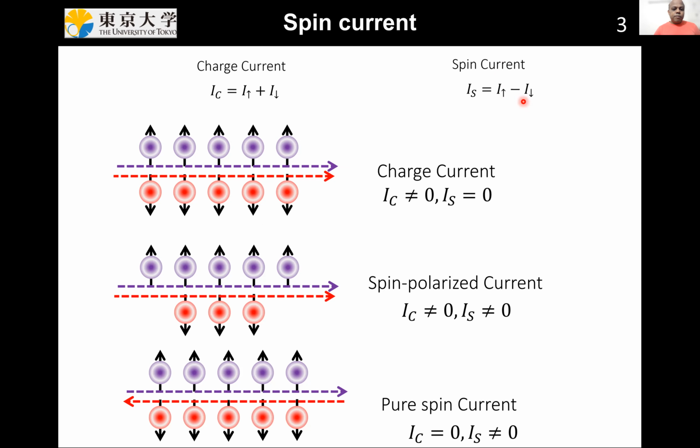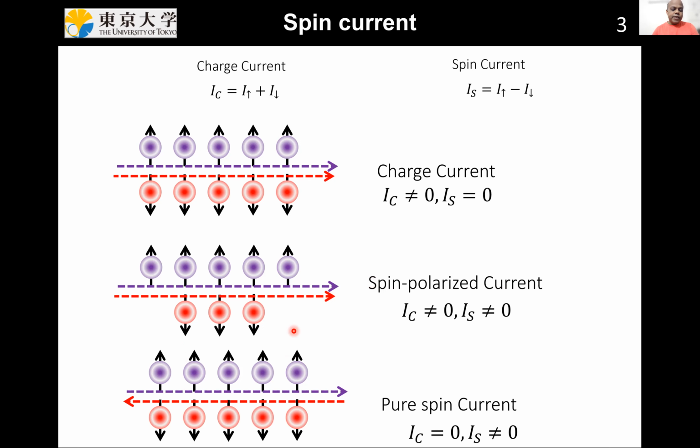There can be three different possibilities. Suppose you have an equal number of upspin and downspin electrons, and they are traveling towards the right-hand side. Then there is a non-zero charge current, but the spin current is zero. But you might have a situation with an unequal number of upspin and downspin electrons, both traveling towards the right-hand side. In this case, you will have a non-zero charge current and also a non-zero spin current. This kind of current we call a spin polarized current.